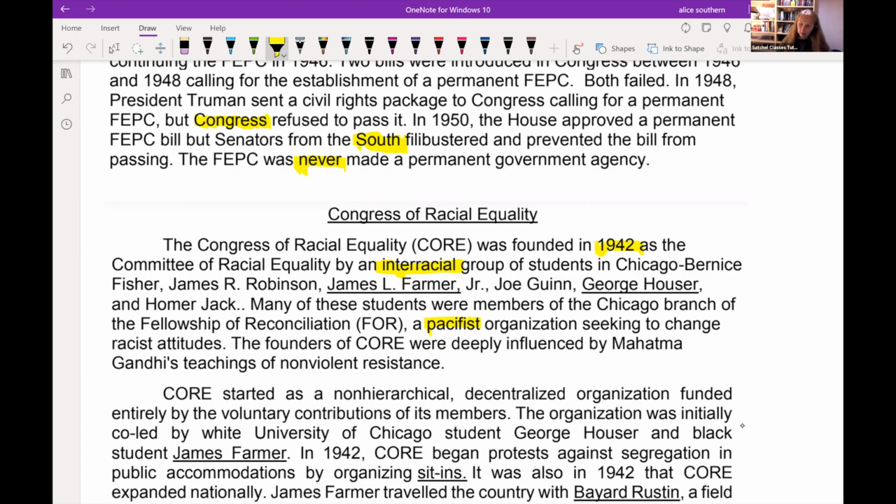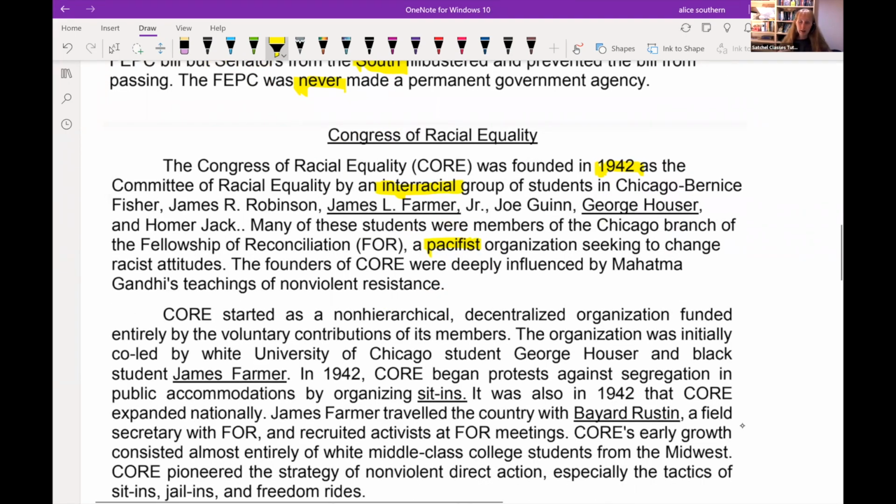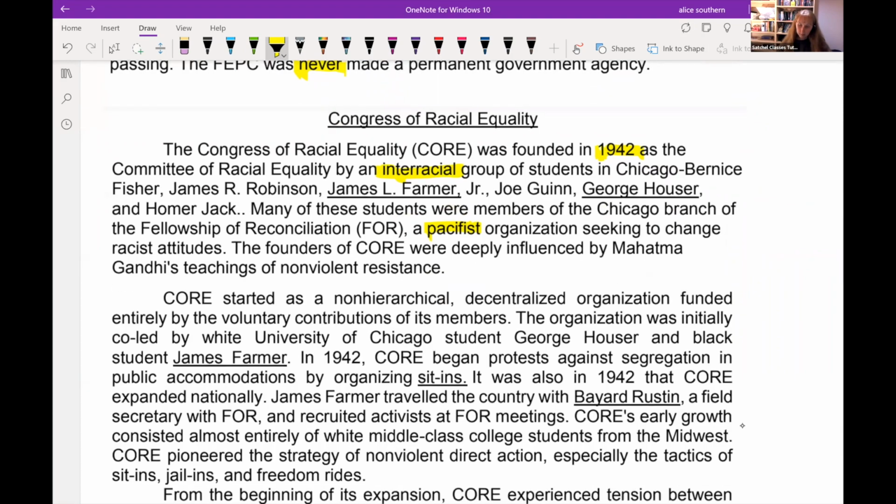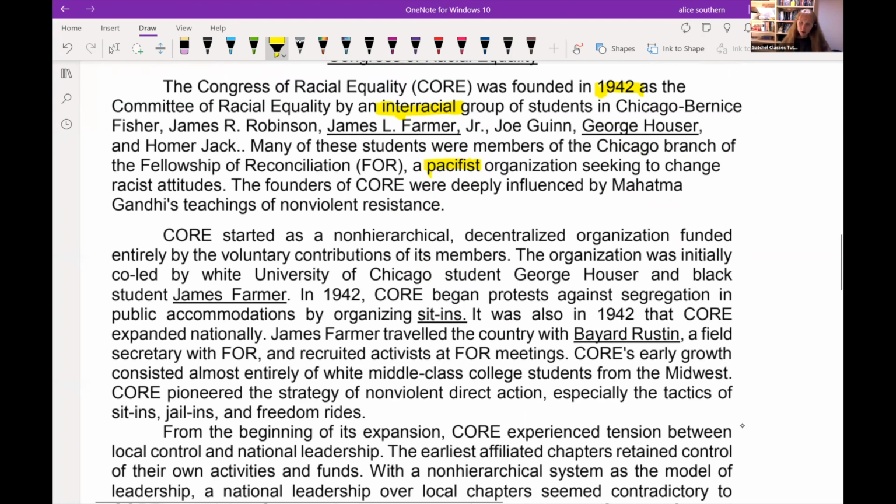And they are deeply influenced by Gandhi's teaching of nonviolent resistance, right? And we'll see similarities there again with Martin Luther King later on in the course. So it starts as non-hierarchical, so everybody's on the same playing field because they're after equality. Decentralization, funded entirely by the voluntary contributions of its members.